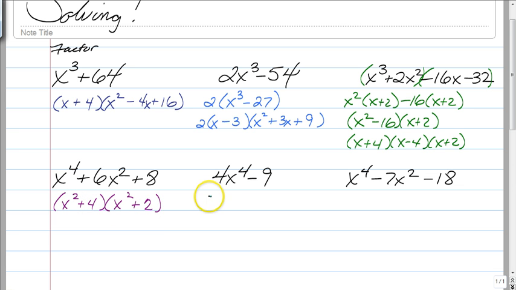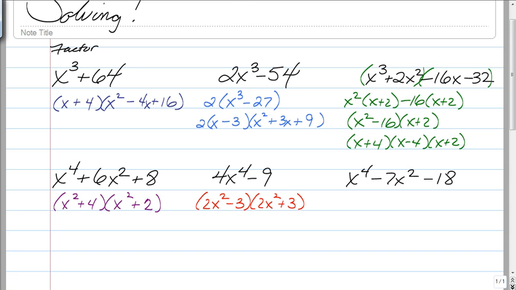Next example is an example of the difference of 2 squares. So we're going to have our 2x squared minus 3 and 2x squared plus 3. There is nothing else you can do from here because there's no more difference of 2 squares. So that's just one step.